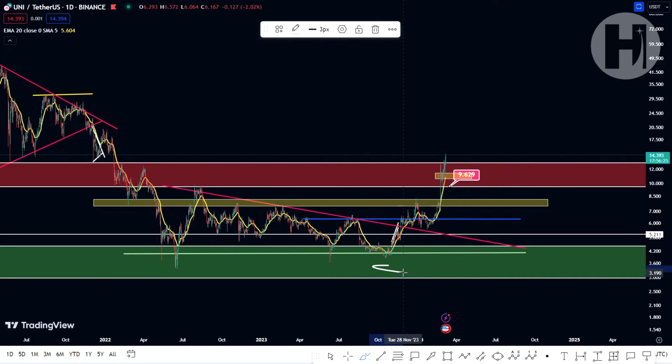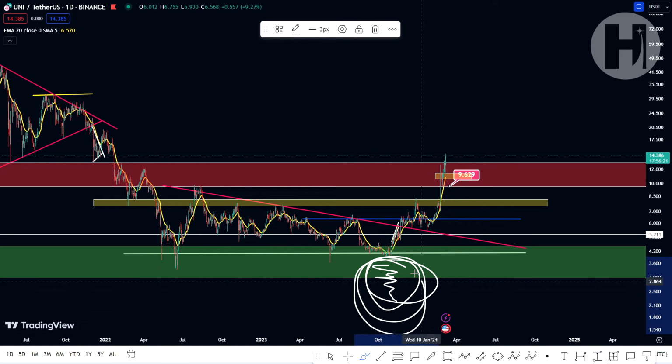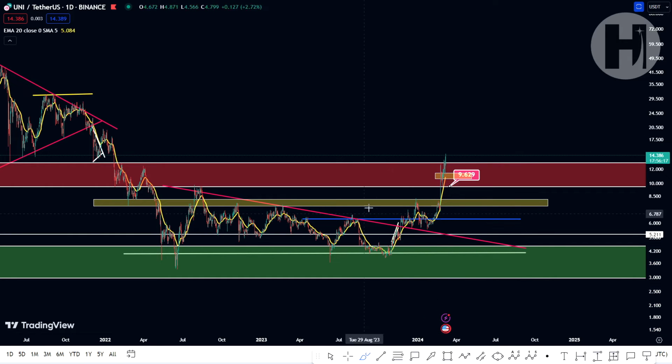So everyone who was waiting for these lower prices here is still waiting there with their dirty, stinky fiat, while we are up 3x here. Or even more than that. If you bought in like $4, you're up more than that. So that's the basic philosophy behind this.